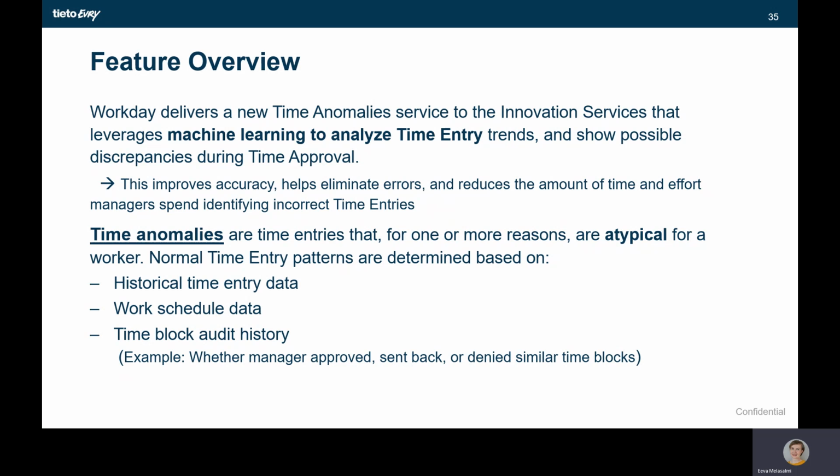Time anomalies, what do they mean? They are time entries that are atypical for the worker. And to define what is atypical, you of course have to determine what is normal. And that's something that the machine learning does based on the historical time entry data, the work schedules and the time block audit history, meaning that whenever managers approve something or decide to send back or deny something, the system will keep on developing itself for pointing out what the actual anomalies are.